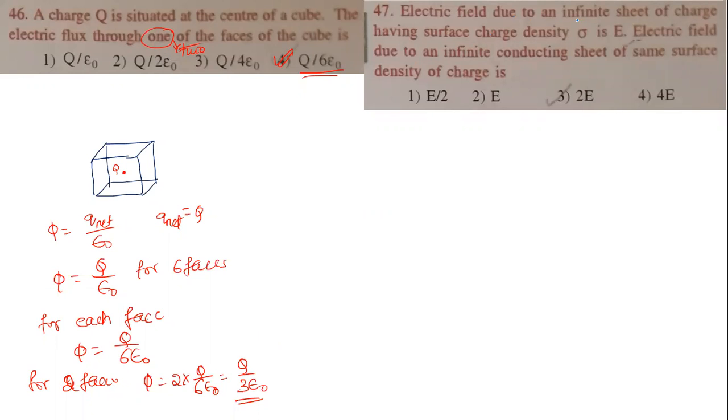Electric field due to an infinite sheet of charge having a surface charge density sigma is E. Now, the electric field due to an infinite conducting sheet, this is very important, for the same surface charge density, what do we need to find out? Simple thing. First case we go for this one. There is a given surface, and this is the charge density they have given.